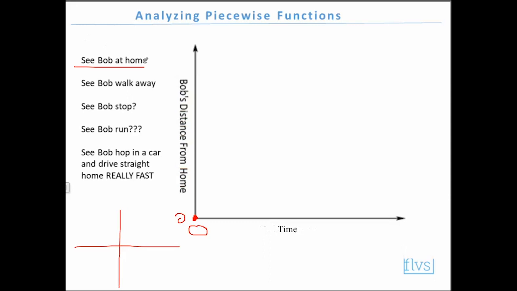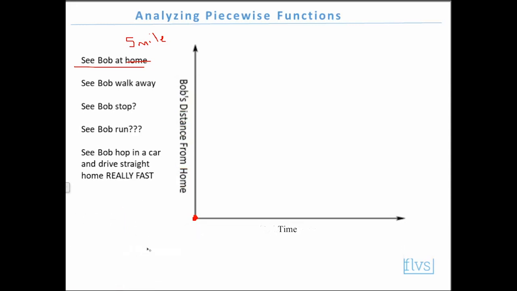Now, let's think about this. If this had said see Bob 5 miles from home, if he starts there, then maybe we'd have to put a dot up here and say, well, that's about 5. We're saying that's 5 miles from home. So interpreting the graph, the starting position, is usually how you'll start out with a piecewise function.